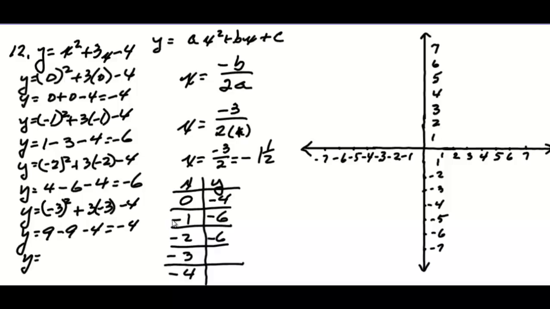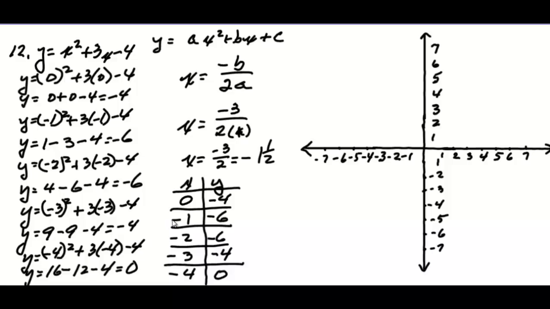And our last one, when we use minus 4, well, minus 4 squared plus 3 times minus 4 minus 4. That's y equals 16 minus 12 minus 4. And that turns out to be 16 minus 12 is 4, minus 4 is 0. When we go ahead and plot those points, and I forgot to put this minus 4 here, and then 0. We'll go ahead and plot those.